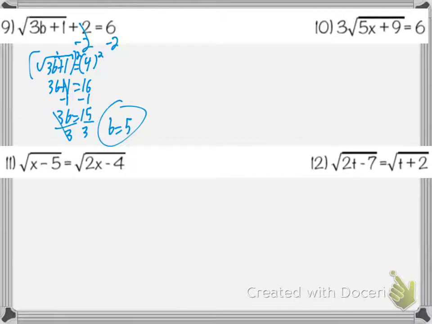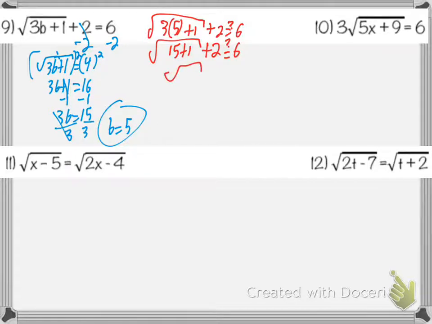Plug it back in like good math students to check it. And we get 3 times 5 plus 1 underneath the square root plus 2 equals 6. 3 times 5 is 15 plus 1 underneath the square root plus 2 equals 6. Square root of 16 plus 2 equals 6. And square root of 16 is 4. 4 plus 2, hey, that does, in fact, equal 6. It did work out.